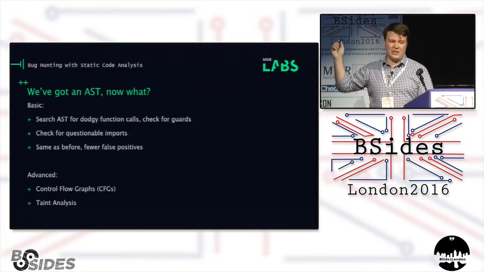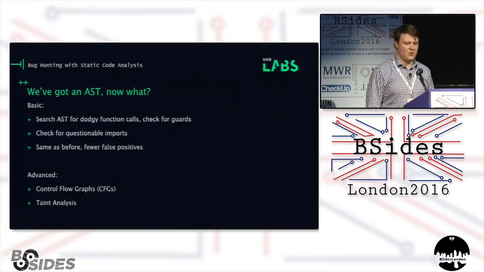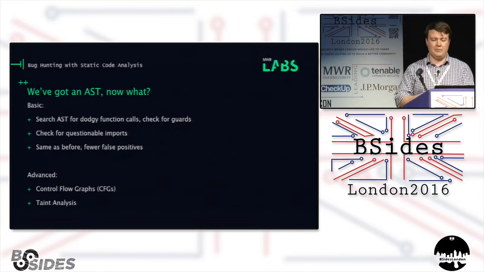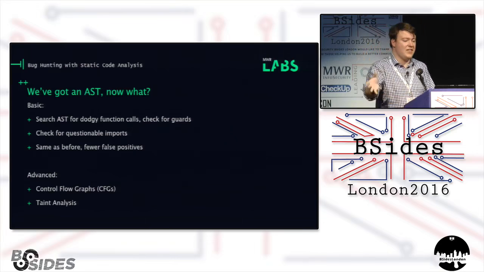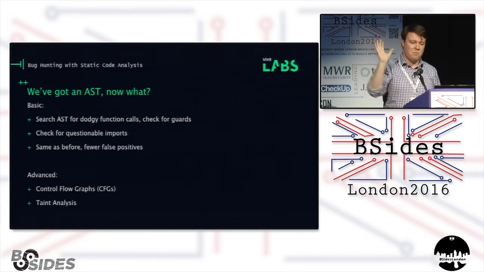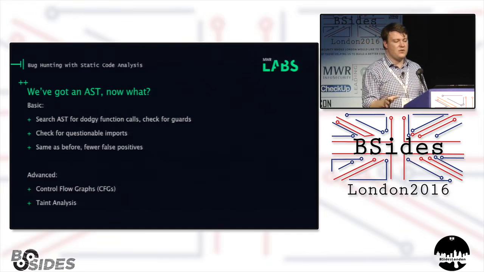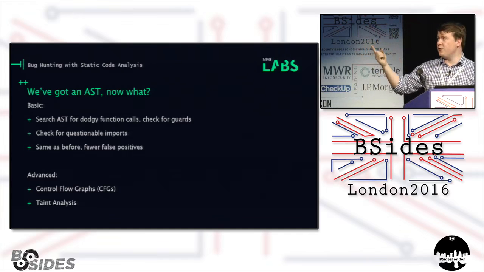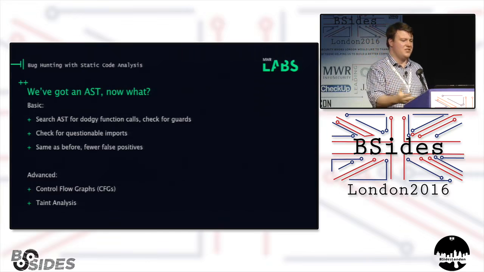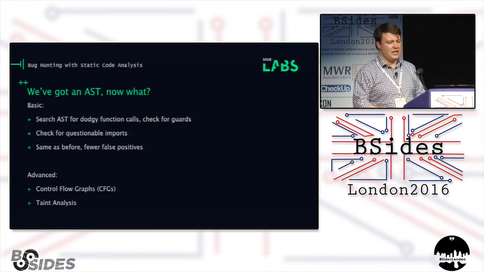So, now that we've built an abstract syntax tree, what do we do from there? You've got a few options, really. At a basic level, you can search it for dodgy function calls, debug guards, as we mentioned previously. That kind of thing is quite easy to do, checking for questionable imports. Works the same as in regular expressions, but there are a few other advantages here. A, you've got fewer false positives, as I mentioned. The other thing is it stops you accidentally parsing comments, that kind of thing. It generally makes things a bit nicer.